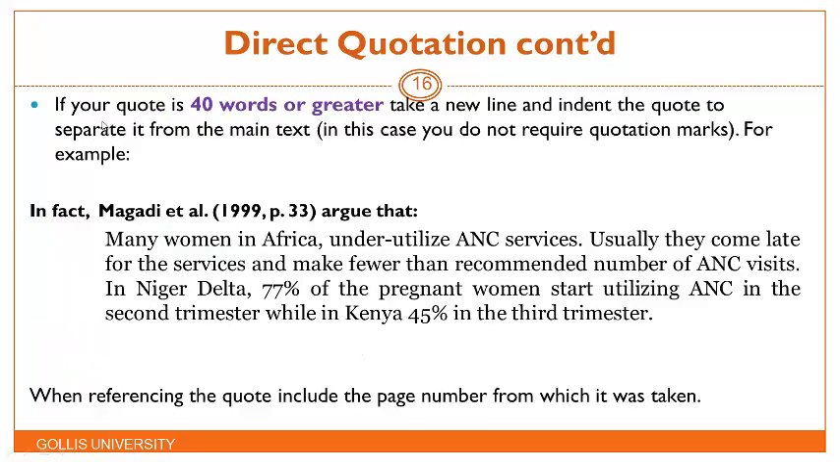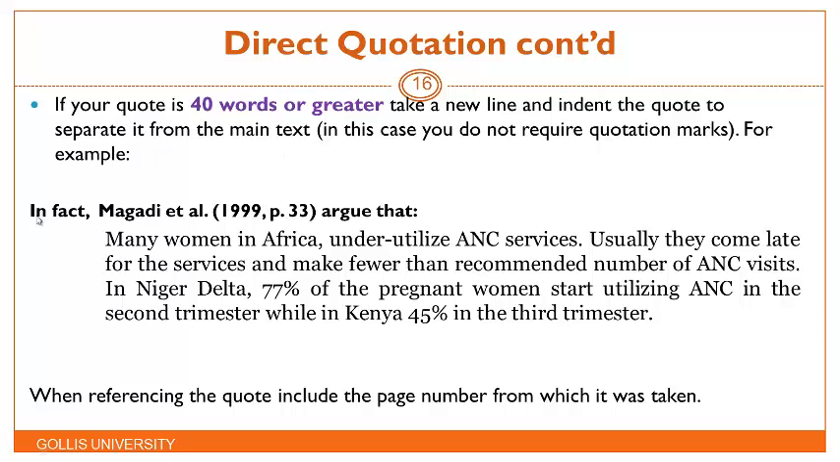Now if your quote is 40 words or greater, or more than 40 words, take a new line and indent the quote to separate it from the main text. In this case, you do not require quotation marks. So for words which are more than 40, you don't need quotation marks, but rather you only need to do what you call indentation. You indent, meaning you slightly push your cursor inside, then you copy your statement there. Once you finish copying, take your cursor back to the normal line and continue writing your work.